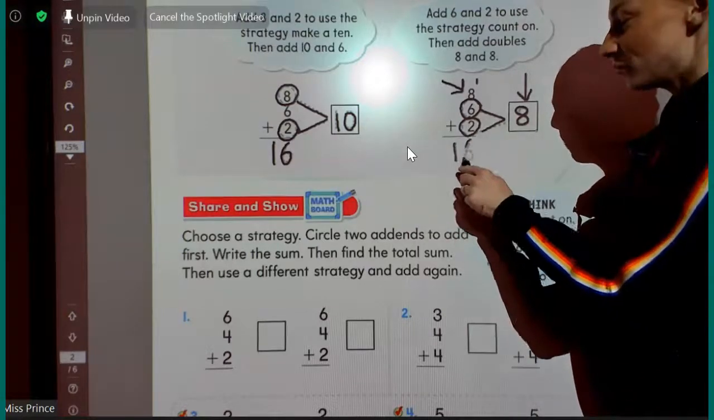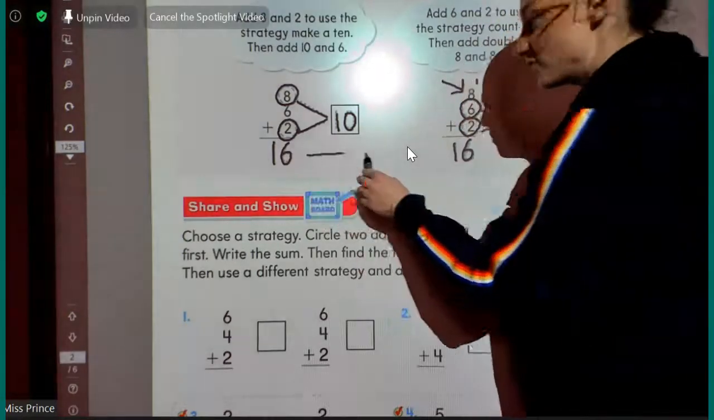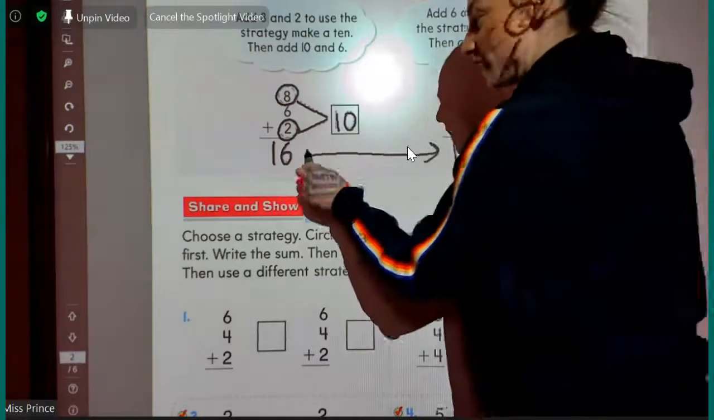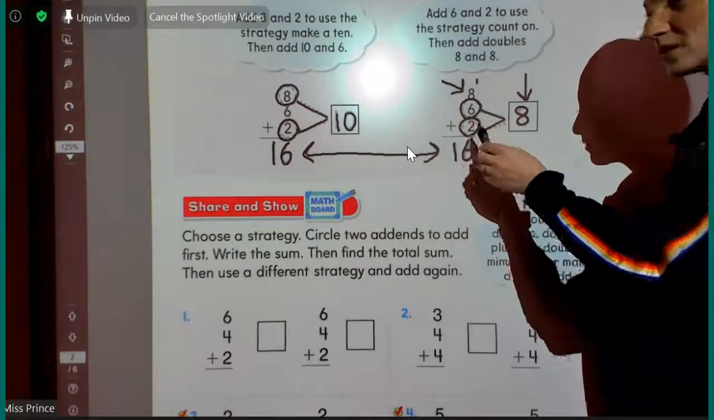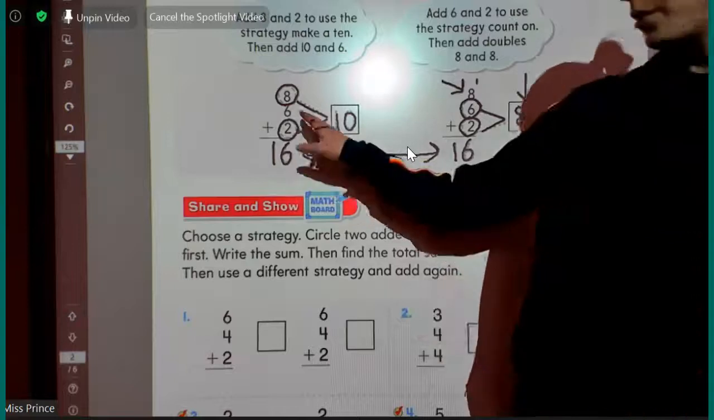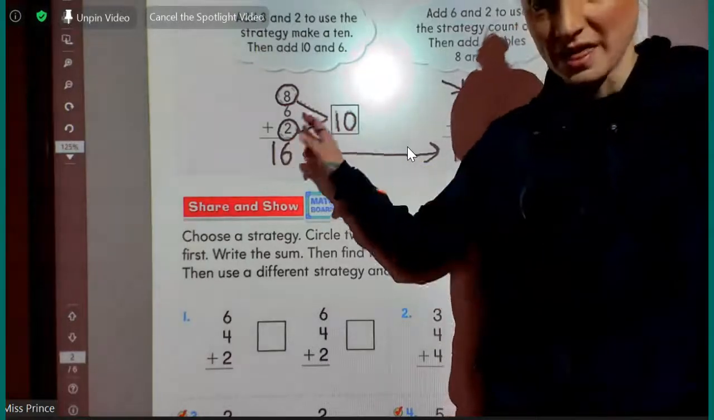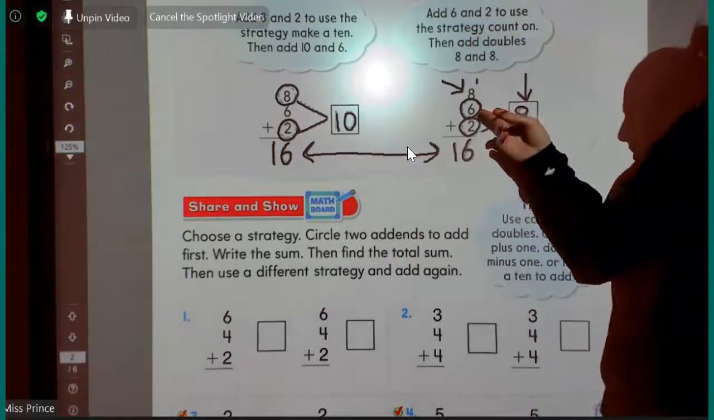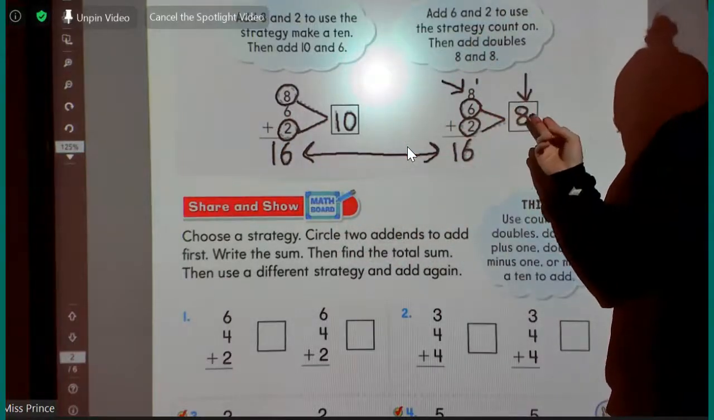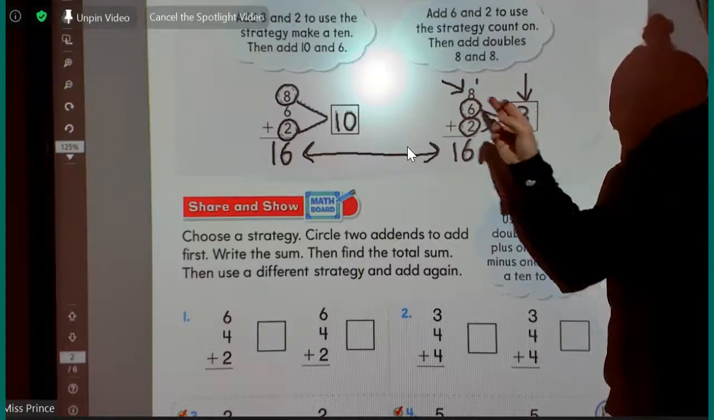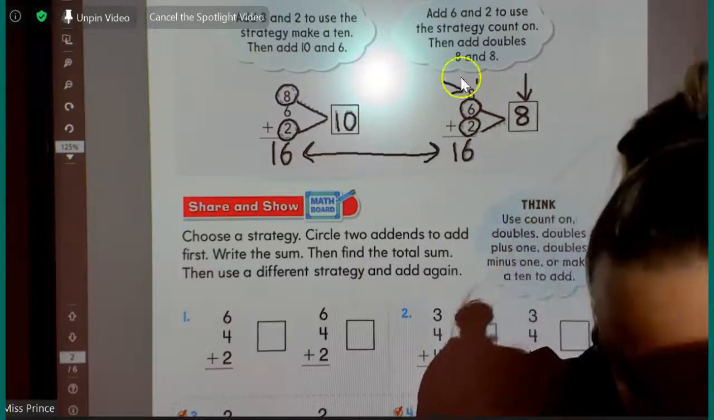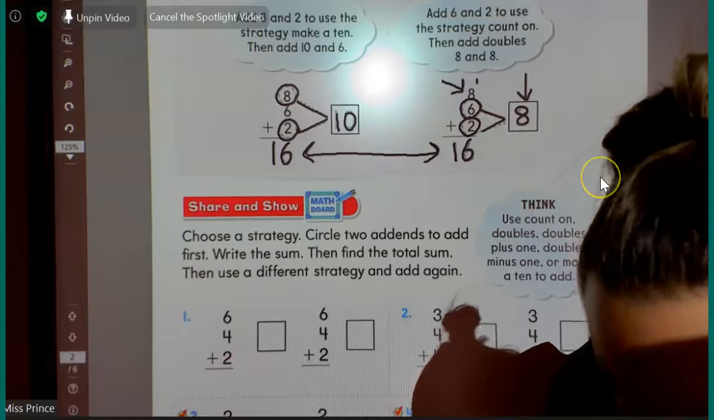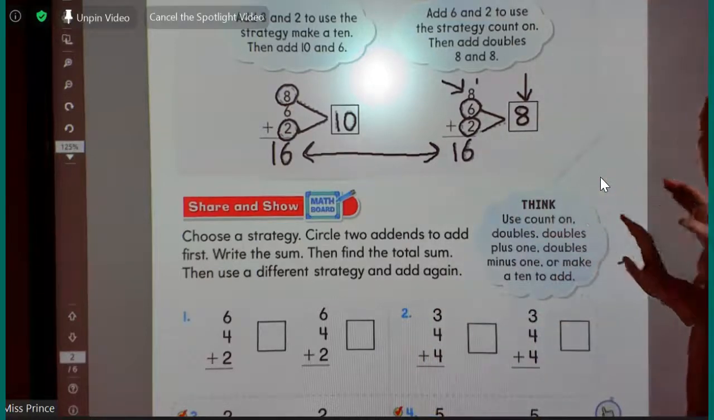16. And I want you to look. They didn't change. That's because we used the same numbers both times. This time we grouped the 8 plus 2 to make 10. That made adding these two super easy. And over here we added the 6 plus the 2 to get 8, which made 8 plus 8 super easy. Great job, Alakai. All right, Kieran, you're going to be my next helper.